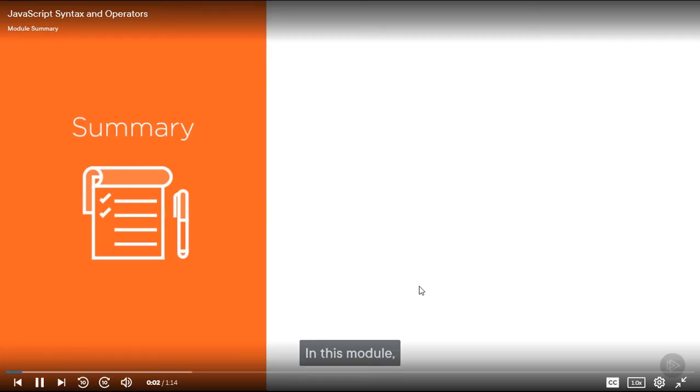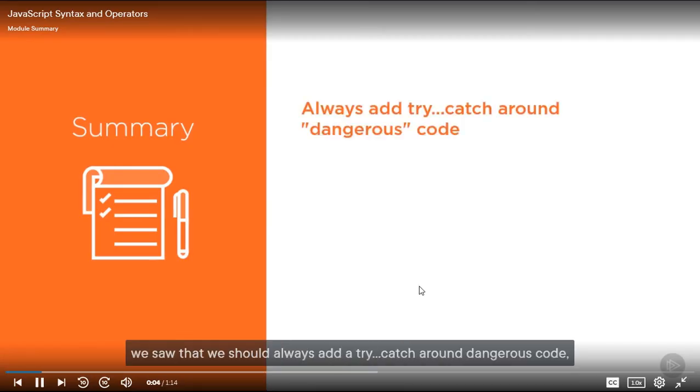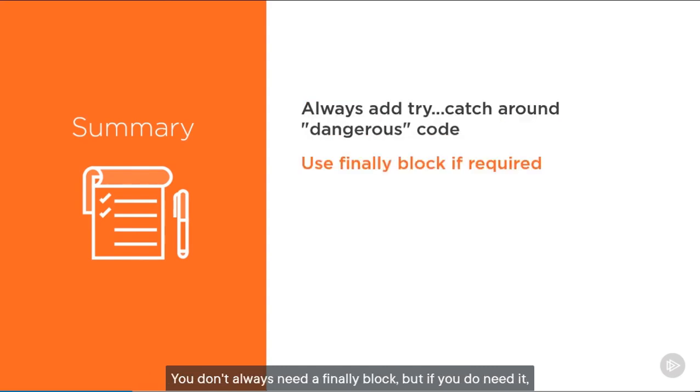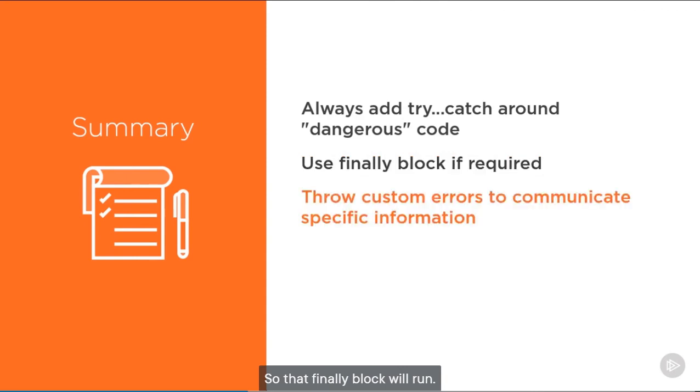In this module, we saw that we should always add a try-catch around dangerous code. So anything that could cause an error, let's wrap it in that try-catch. You don't always need a finally block, but if you do need it, it's there. And remember that it runs every single time, whether we go through normally or go through the catch block. So that finally block will run.